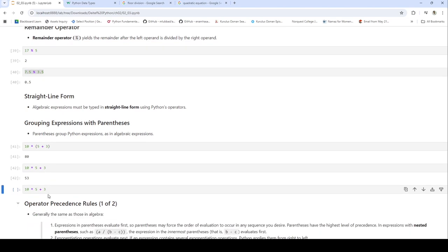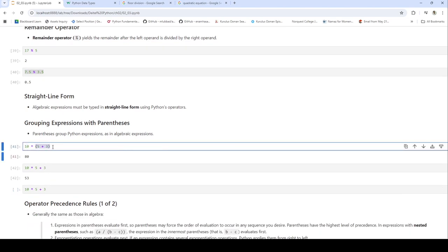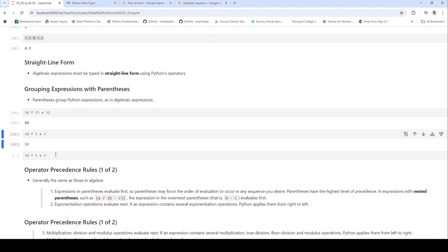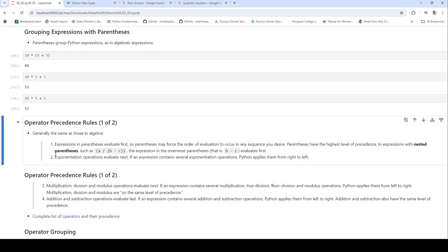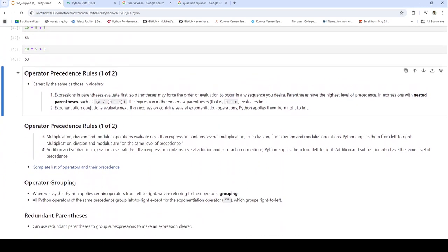So be very careful. If you want to enforce a certain arithmetic operation to be done before the other one, enforce it by grouping them using parentheses. There is no limit on the number of parentheses. For example, you could put it in double parentheses. Python will not complain, although you would never do that. I'm just highlighting that there's no limit on the use of parentheses. If I do this, you saw already that it will give us 53. Operator precedence rule 1 of 2: generally the same as those in algebra.